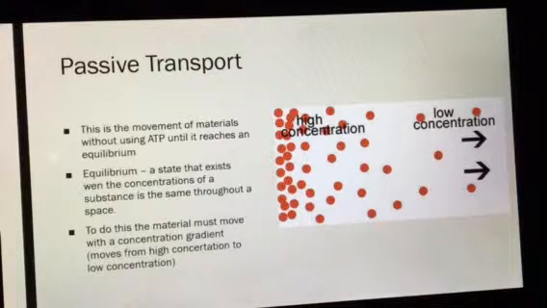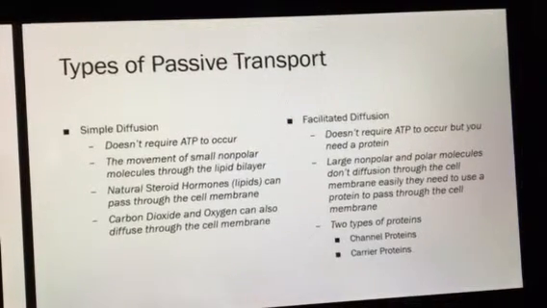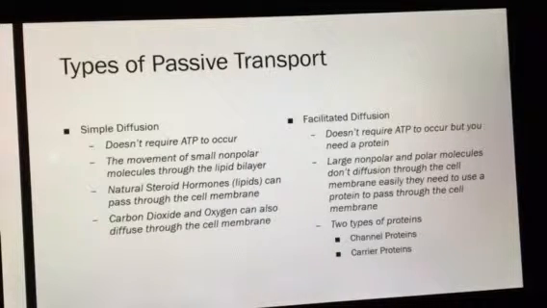This is called the concentration gradient. Really important to know for this because this is how we get the movement of particles all the way across the cell membrane. Passive transport is broken into 2 basic types: simple diffusion and facilitated diffusion. In simple diffusion, we don't require ATP because we are passive. We're moving from a high concentration outside the cell membrane to a low concentration inside the cell membrane.